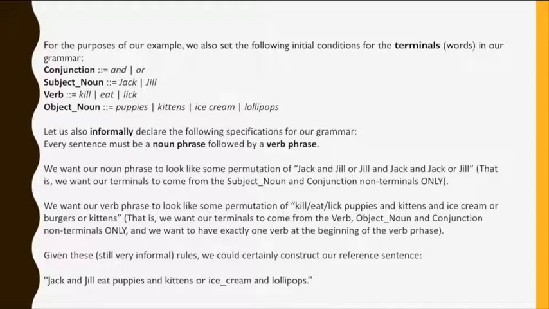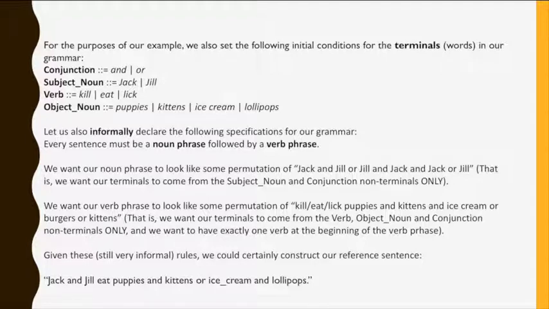Well, one specification that we want to make is that it must have exactly one verb at the beginning. So our verb phrase can start with kill, eat, or lick. And then it can be followed by any combination of puppies and kittens and ice cream, or lollipops and puppies and kittens, or ice cream or puppies, or whatever. The important part to remember is that in between all these object noun terminals, we want to have one and exactly one conjunction. Now, given these still very informal rules, I think you guys will agree with us that we could certainly construct our reference sentence.